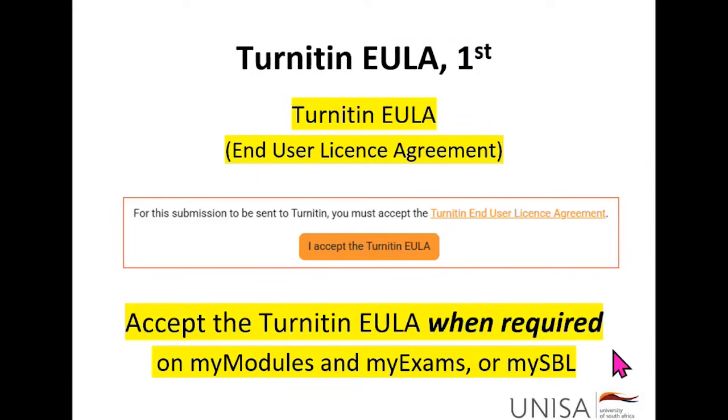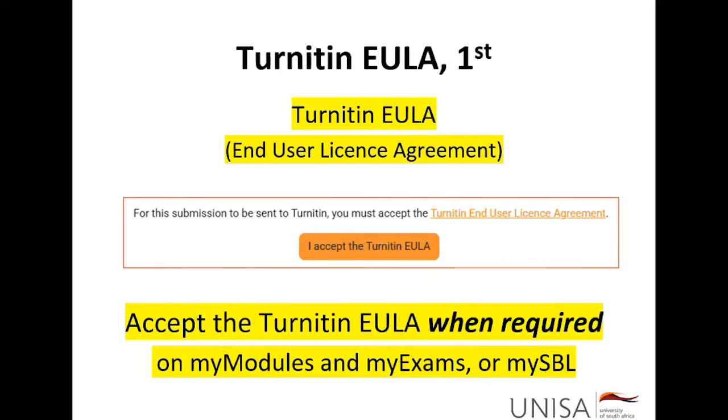What you will need to do to continue with the Turnitin process in UNISA is that you have to accept something that we refer to as the Turnitin EULA. This is the end user license agreement. This is to protect your profile within the UNISA space, and you need to click on I accept the Turnitin EULA when this is required.